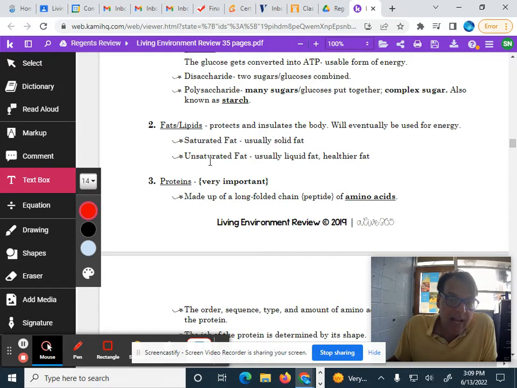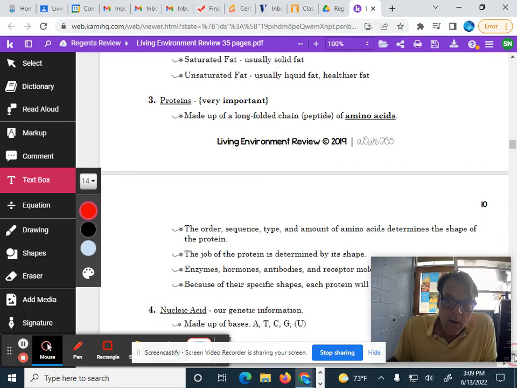And what makes them unsaturated is that all their bonds are not filled. There are some double bonds in an unsaturated fat. There are not one-to-one connections with all the carbons. Proteins are long chains of amino acids, they get folded and chained into a peptide.